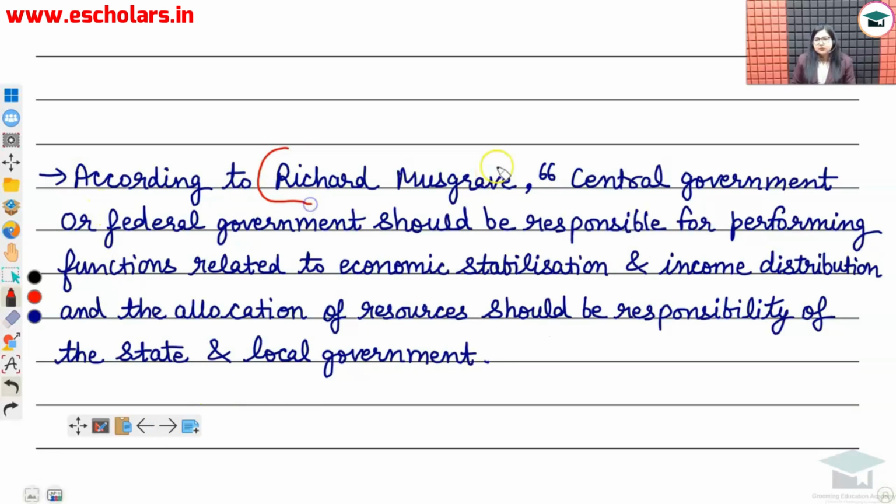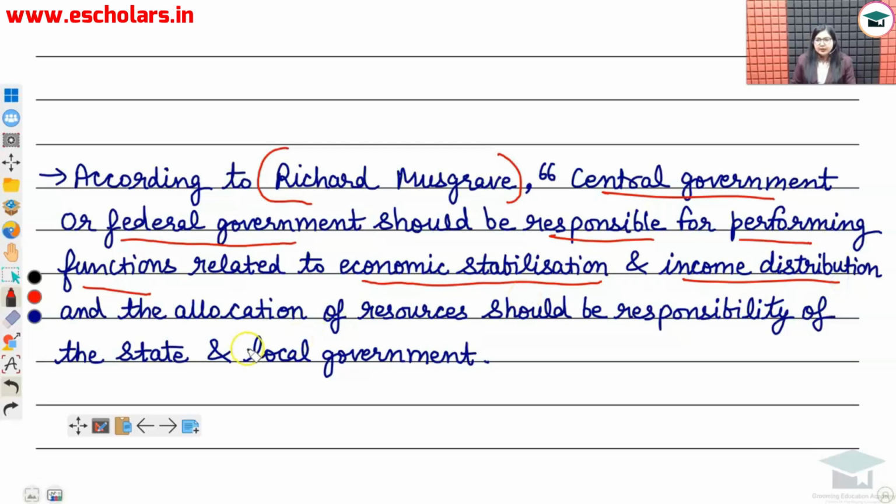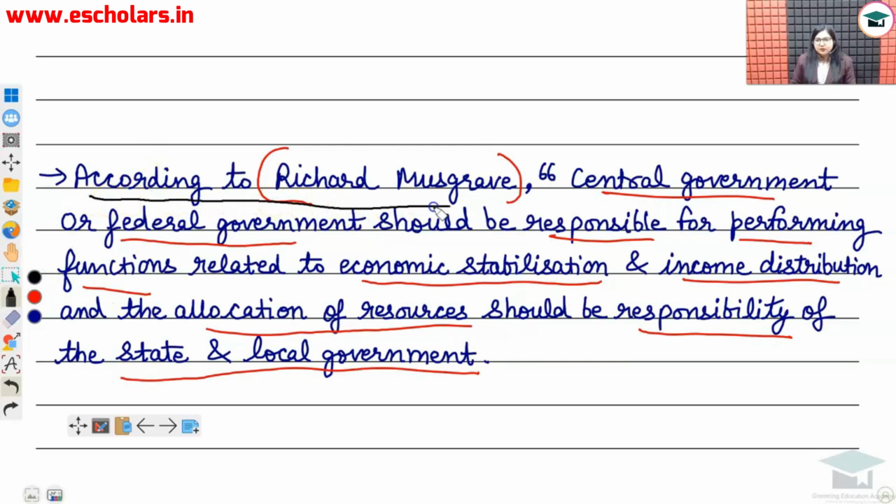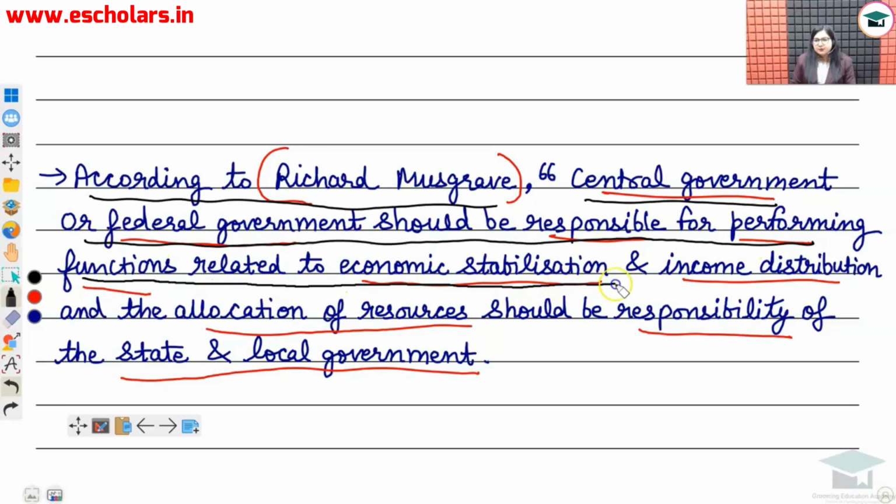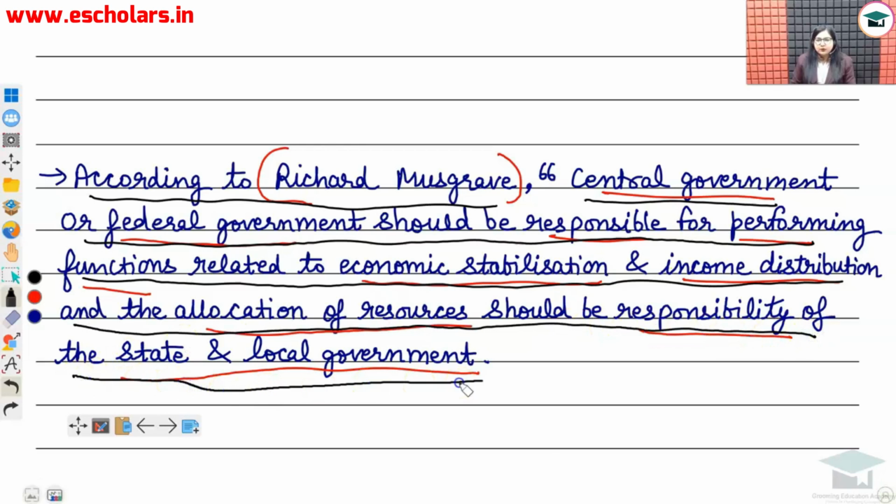Next, according to Richard Musgrave, the central government or federal government should be responsible for performing functions related to economic stabilization and income distribution. And the allocation of resources, that is the distribution of resources, should be the responsibility of the state and the local government. So let's have a look. According to Richard Musgrave, the central government or federal government should be responsible for performing functions related to economic stabilization and income distribution, and the allocation of resources should be the responsibility of the state and local government.